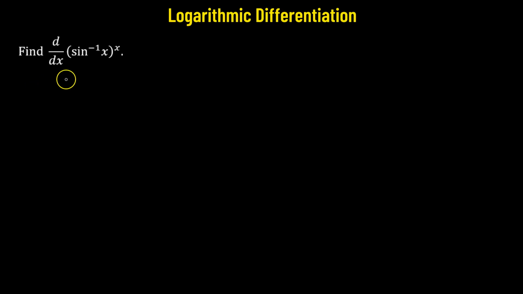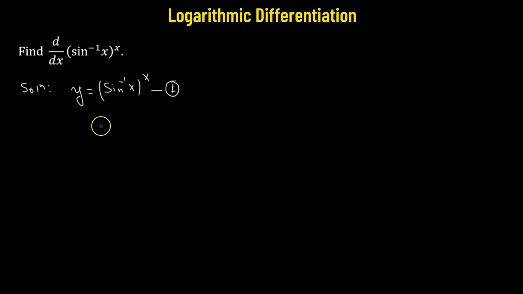We need to find out the derivative of (inverse sine of x) whole raised to the power of x. So let's begin. We'll start by considering y to be equal to (sine inverse of x) whole raised to the power of x. So let's label this as equation number 1.